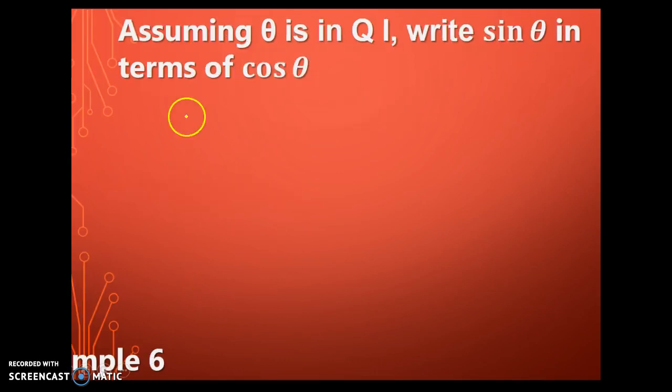Alright, this is a tough one. I'm assuming I'm in quadrant 1. That's all I read about the problem. I know this is true. I'm going to try and write the sine value in terms of the cosine value.